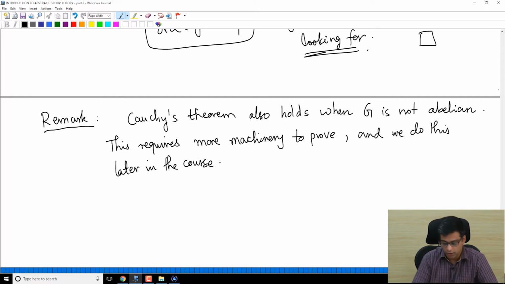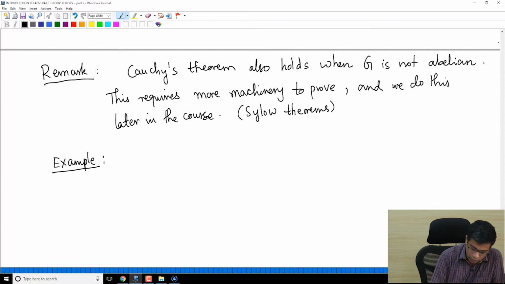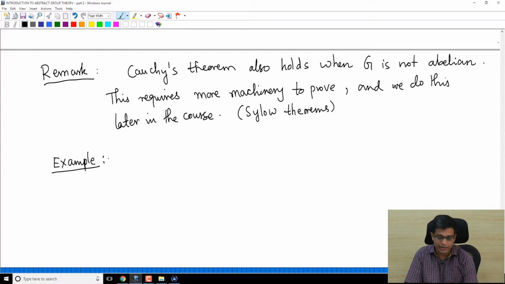In fact, we will prove what are called Sylow theorems, which contain this and which in fact say much more. So let me give you quickly an example to illustrate the fact that P needs to be a prime number in the theorem.